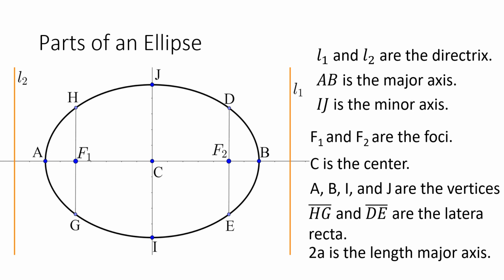Then 2A is the length of the major axis. So in other words, from here going here is 2A. And 2B is the length of the minor axis. That means from here going here is 2B. In other words, from the center going to the end of the major axis is A, and from the center going to the end of the minor axis is B.